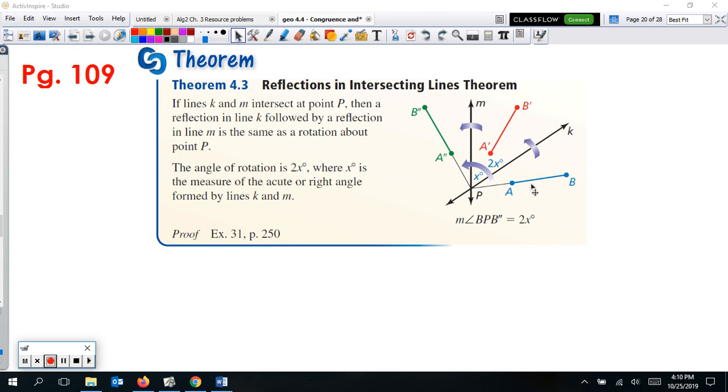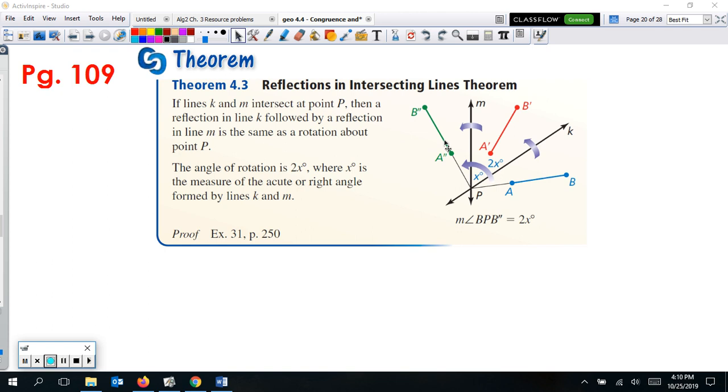And so what it's saying basically, if you start here with your blue one, and we do a reflection over K, and then do another reflection over M, this time it's the same thing as doing a rotation from the original one here all the way over to the double prime one over here. So it's a rotation all the way over here. Actually, it doesn't have to be 90 degrees. Sorry, not 90 degrees. I got confused. It's just a rotation. So it's the same thing as doing a rotation.